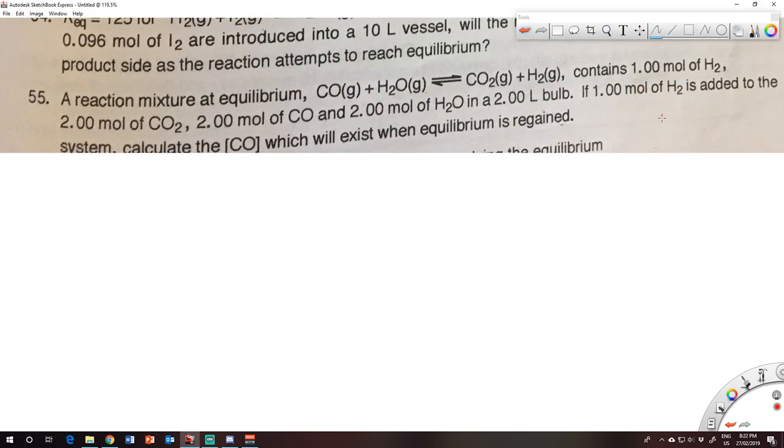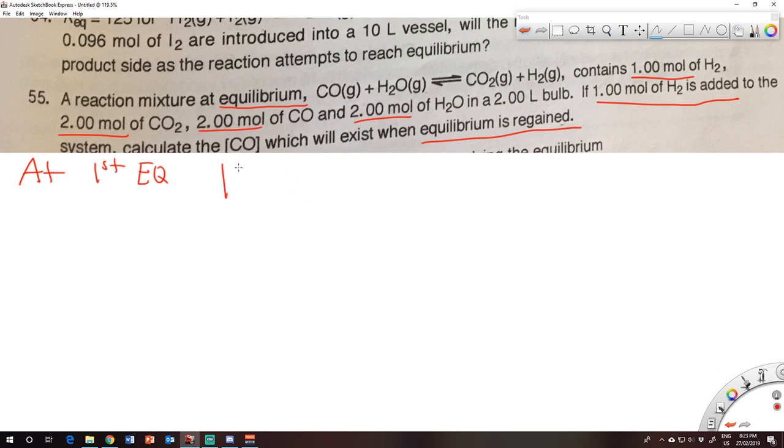Okay, so this is one where you have 2 equilibriums. This is a double equilibrium kind of question. All right. Because it's here at equilibrium, we have this amount. Then we add this much, and we look for a new equilibrium. So we can use the first equilibrium.